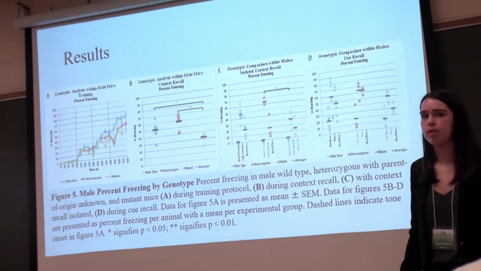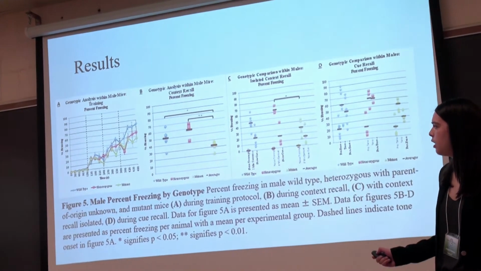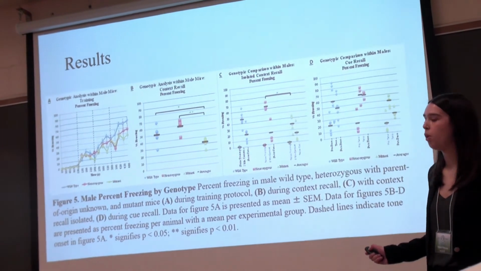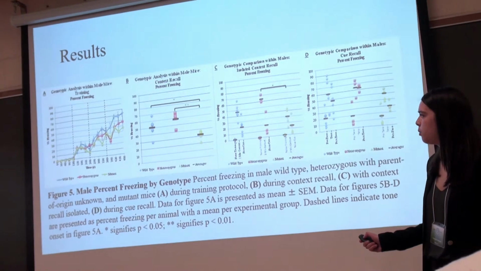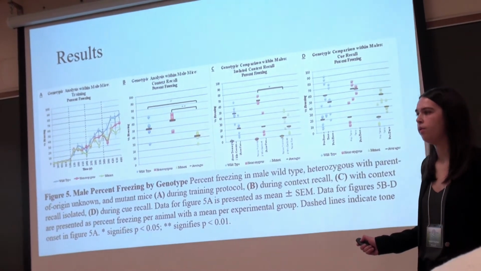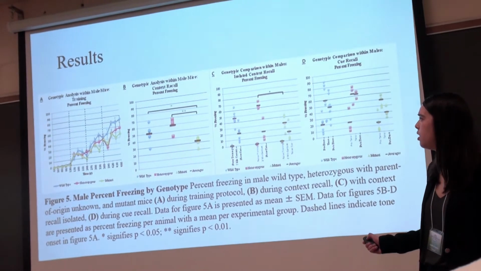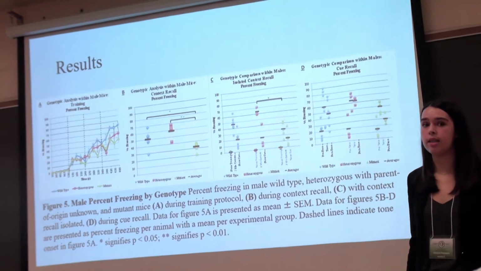Figure 5 is the percent freezing data for the male mice. There were significant differences between mutant mice, wild type, and heterozygous during both contextual recall analyses. The mutant mice display reduced contextual associative learning when compared to wild type and heterozygous in the first comparison, and reduced contextual associative learning when compared to heterozygous mice in the second comparison.